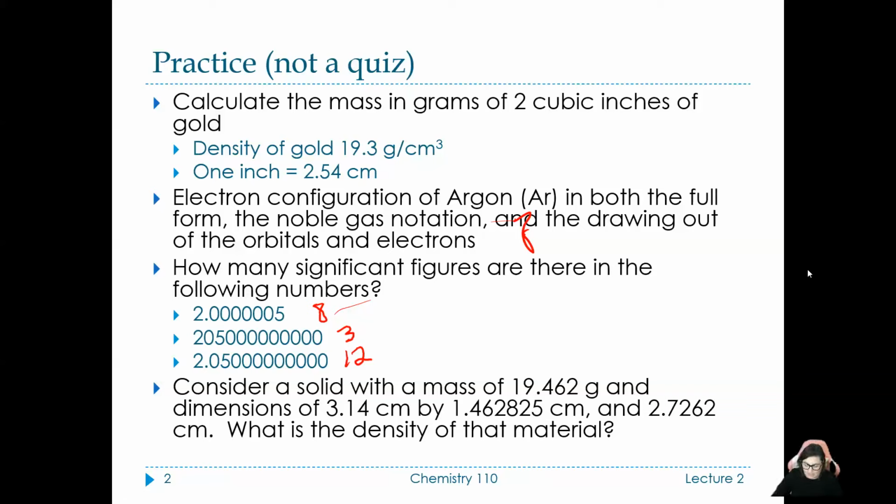And I'm looking for a density. So density has units of what? Density has units of grams per centimeter cubed in this case, okay? Mass per volume, volume being centimeter cubed. Okay, awesome. Now, I said that it had a mass of 19.462 grams. One of my centimeters is 3.14. That's one dimension.